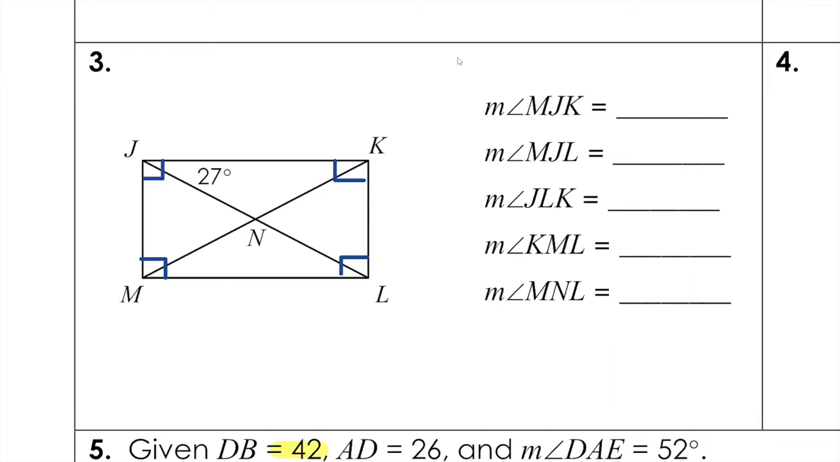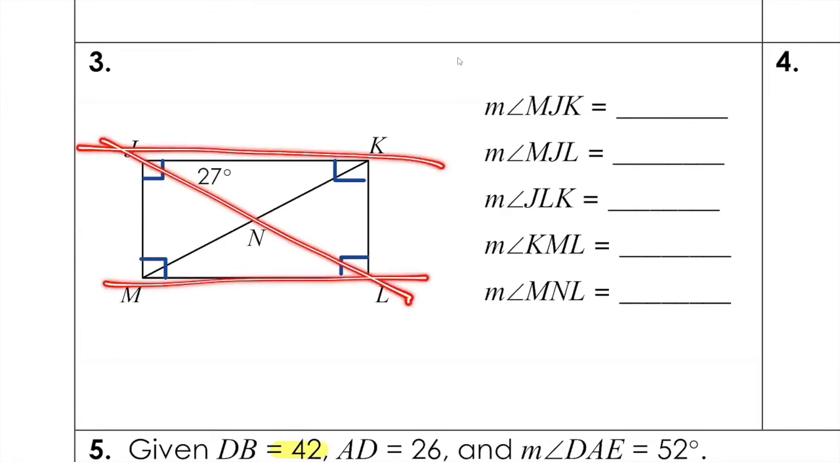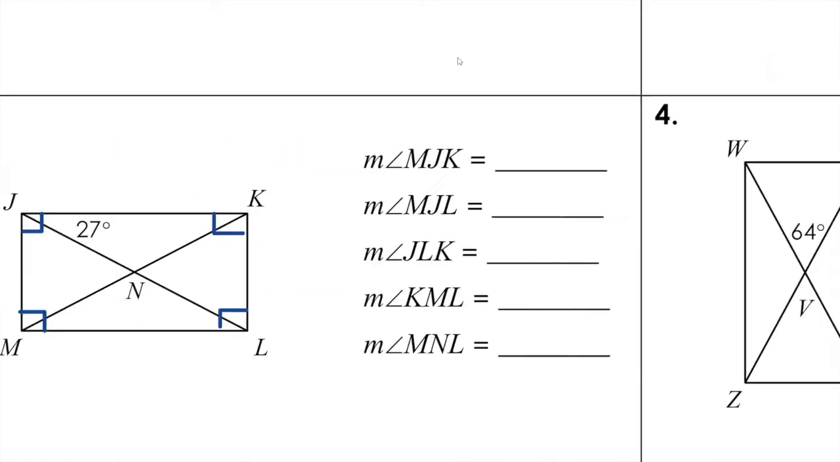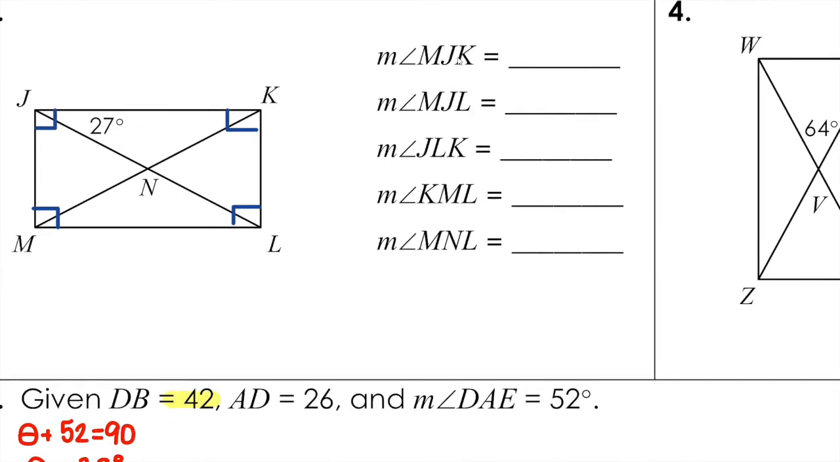They gave us 27. What other angles would be 27? What other angle will be 27? Alternate interior angles exist. So what would the measure of this angle be? How come? Alternate interior angles are always congruent.